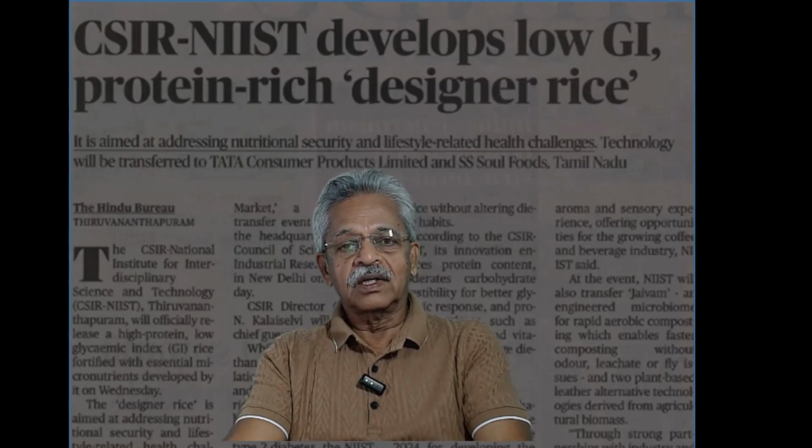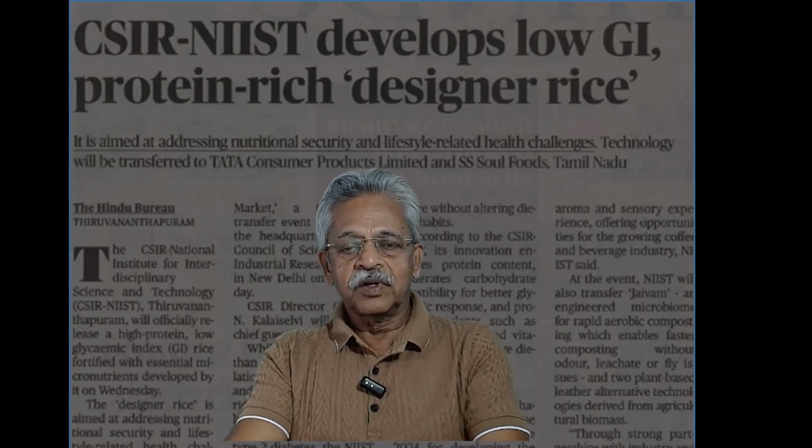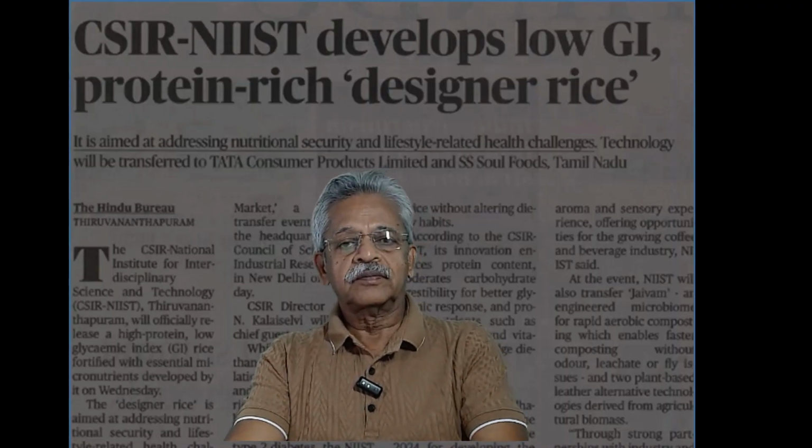You may not do exercise, but you have to take food daily. This rice is designed for Indians, especially. Many people are used to this rice, so they modify this rice and you call it designer rice. And next thing is anemia.